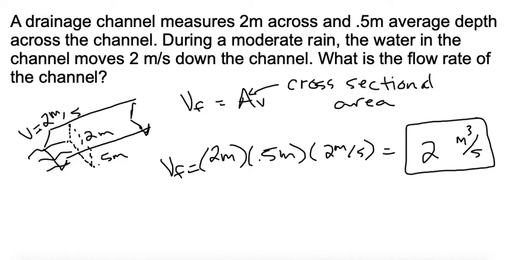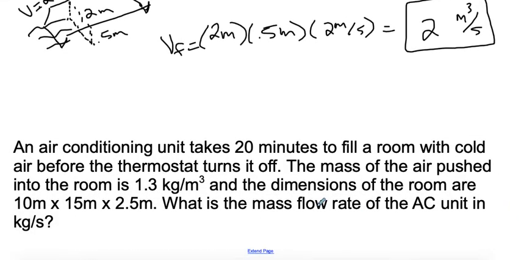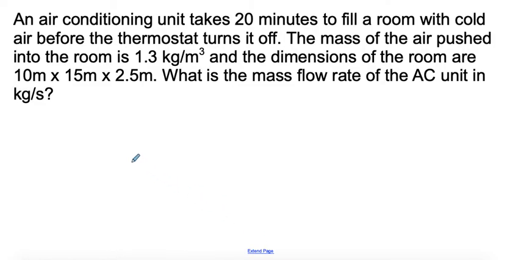So let's look at one more example. Alright, so an air conditioning unit takes 20 minutes to fill a room with cold air before the thermostat turns it off. The mass of the air pushed into the room is 1.3 kilograms per cubic meter. So we want that. And the dimensions of the room are 10 meters by 15 meters by 2.5 meters. What is the mass flow rate of the AC unit in kilograms per second?